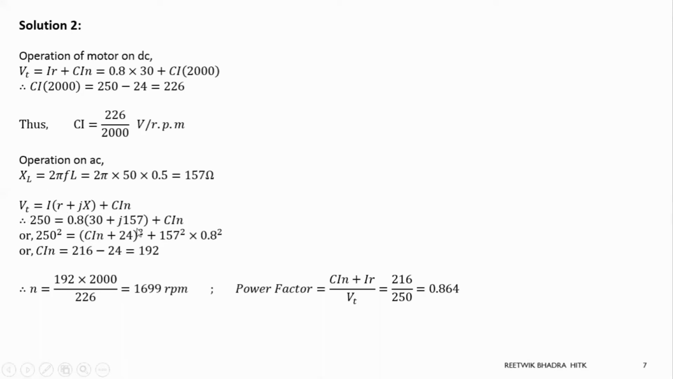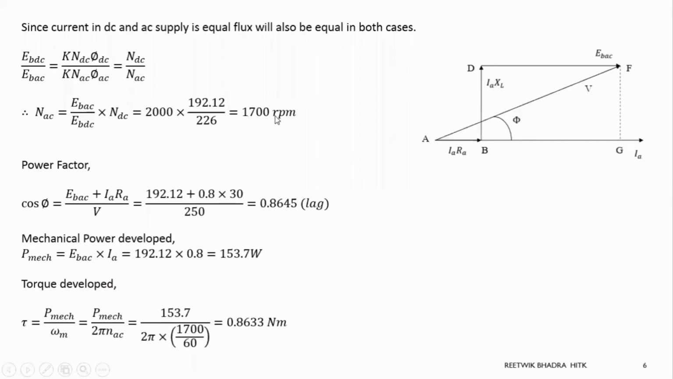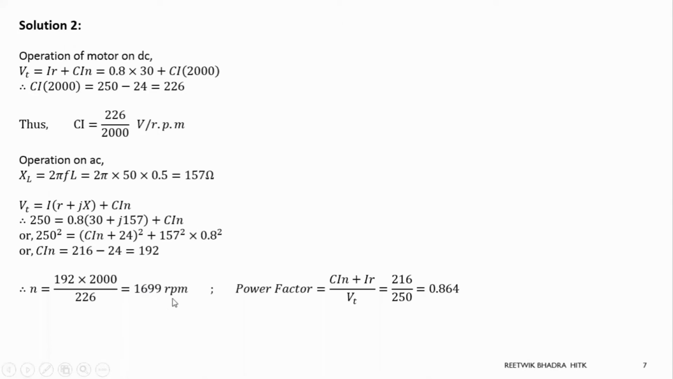Substitute all these values. Then, since it is a J term, you have to square both sides. So A square plus B square. You do the same things over here. Then calculate your Cin, which comes up to be 192. Ci is 226 by 2000. Substitute over here, you will get 1699.something RPM, and over here 1700 RPM. So it is similar.